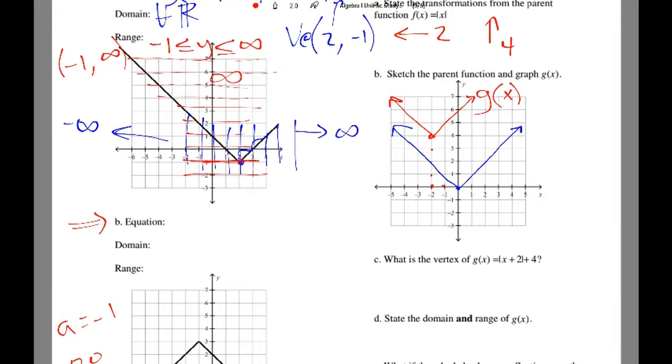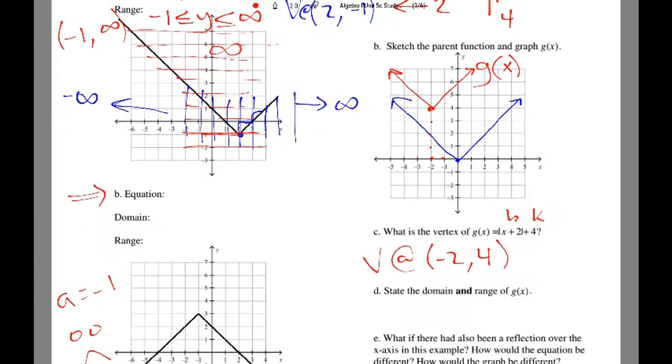And the vertex, again, remember whatever your h is, it's going to be the opposite. So the opposite of positive 2, negative 2. And k is just k, so 4 is just 4. So your vertex for g of x is at negative 2, 4.